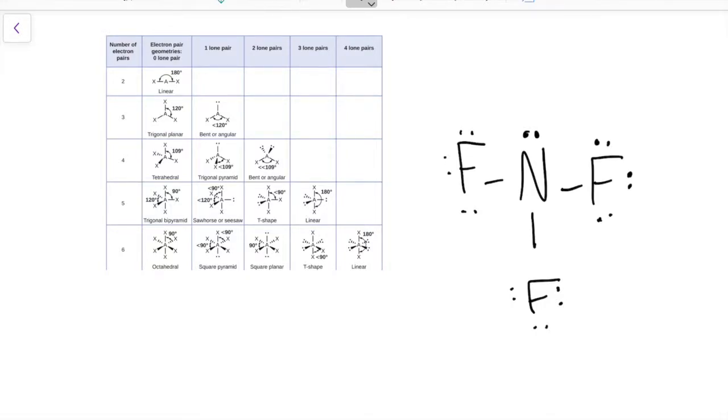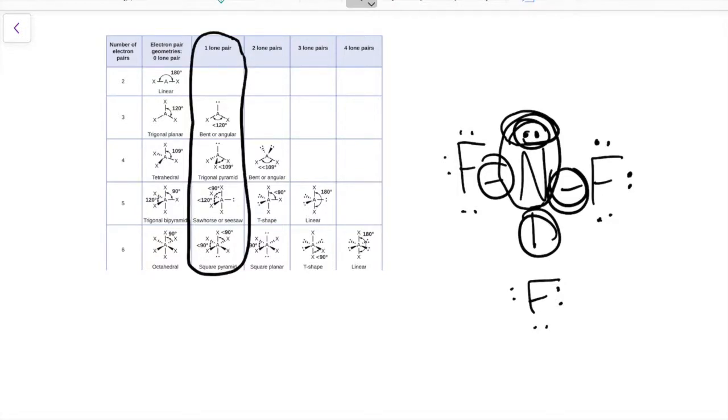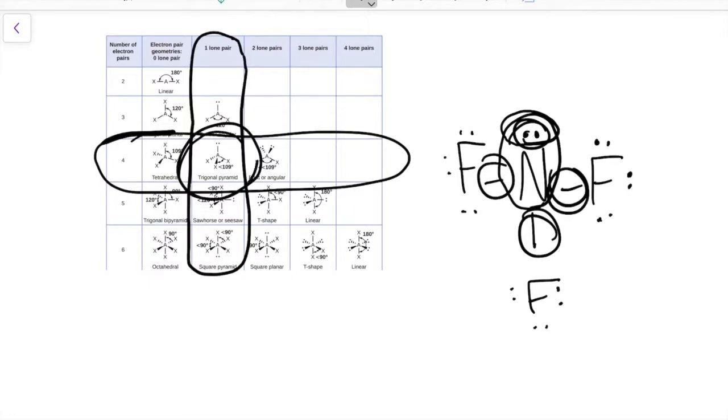To identify the shape of the molecule of each central atom, you will look here and see that nitrogen is your central atom, and nitrogen has this one lone pair, which brings you into this section here. Then you'll see that nitrogen also has 1, 2, 3, 4 bonds. So then you can look through here, and where does that cross? Right at this trigonal pyramid.